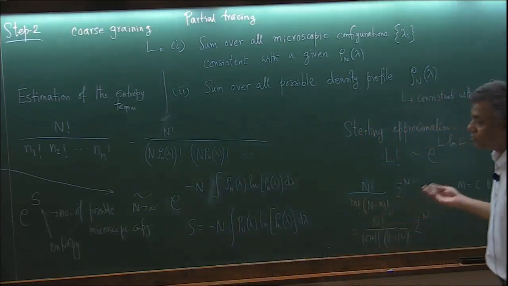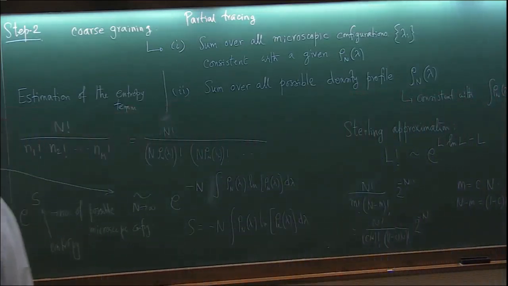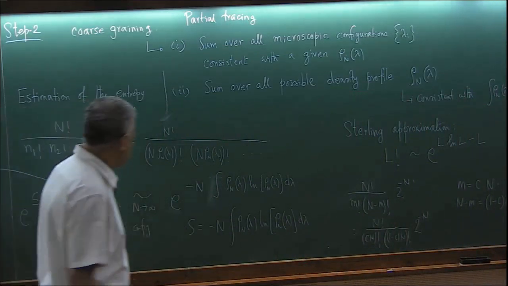So what you see, the first difference from the standard short range system, is that the energy is of order n squared, but the entropy term is of order n. Okay?